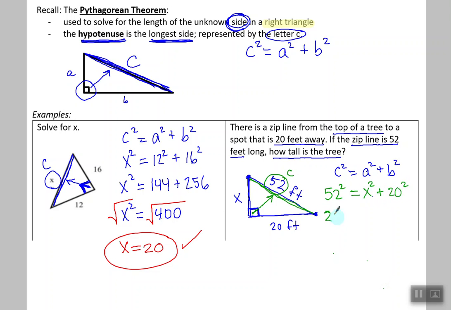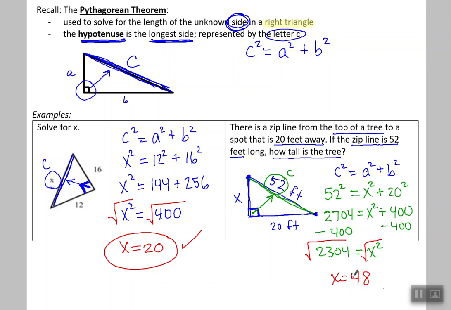52 squared is 2,704. And 20 squared is 400. We'll solve this equation by subtracting 400 from both sides, which gives us 2,304 equals x squared. And finally, we need to take the square root to get the squared to go away, and we get that x equals 48. That's not our final answer because this is a problem that has words and units of measure, so we answer our problem with words or units of measure. The tree is 48 feet tall, and that's our answer.